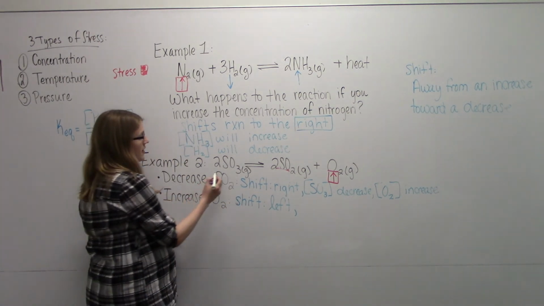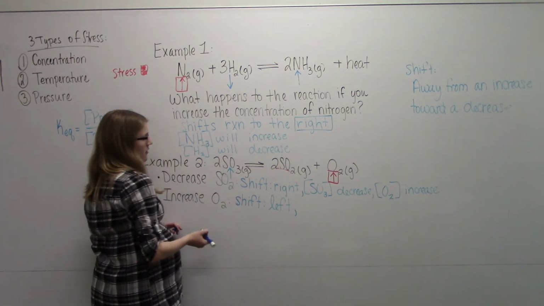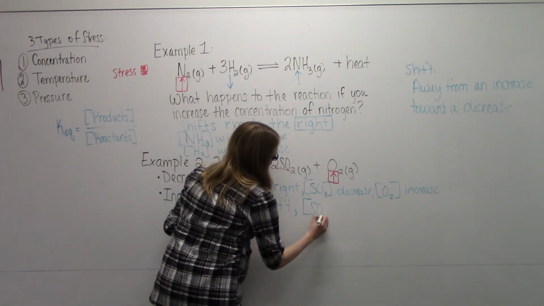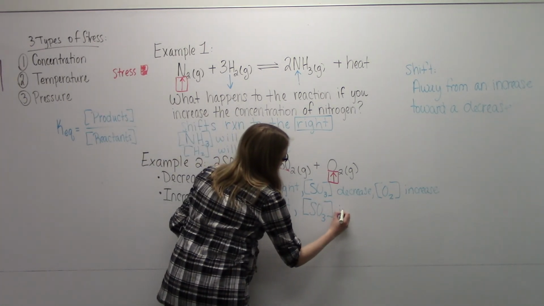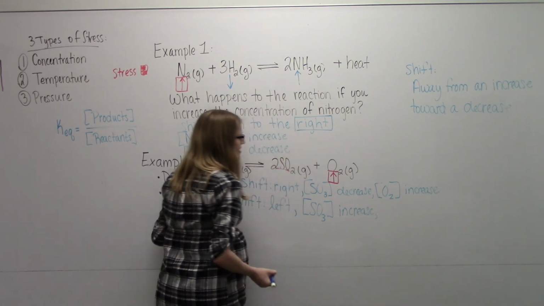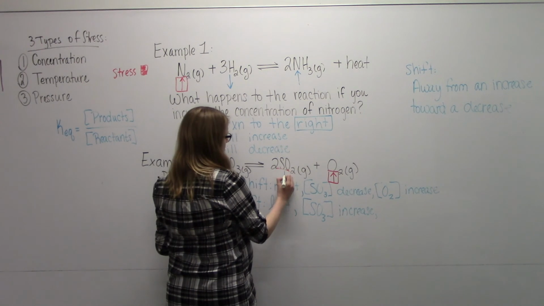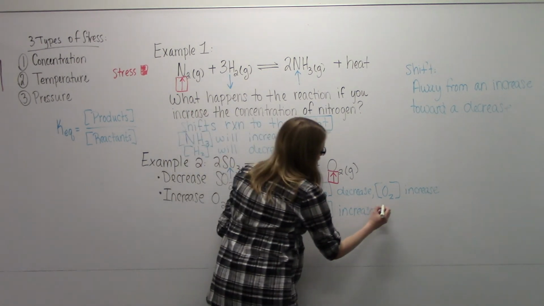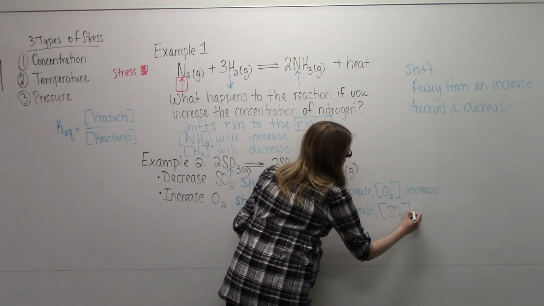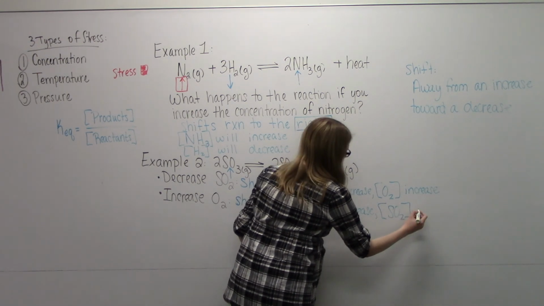That means that everything on the left side will increase. So SO3 will increase. That means everything on the right side will decrease. So that means the concentration of SO2 will decrease.